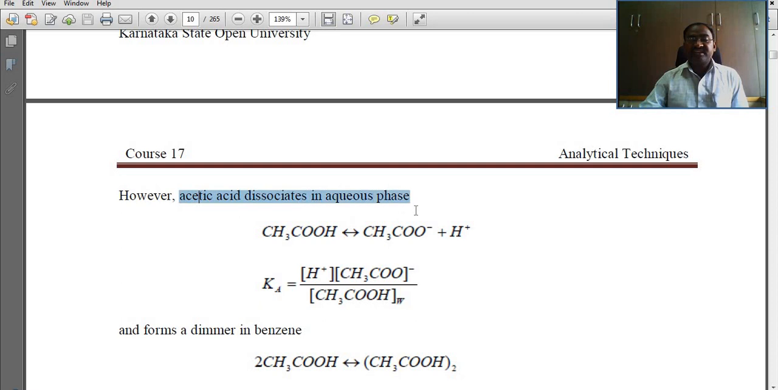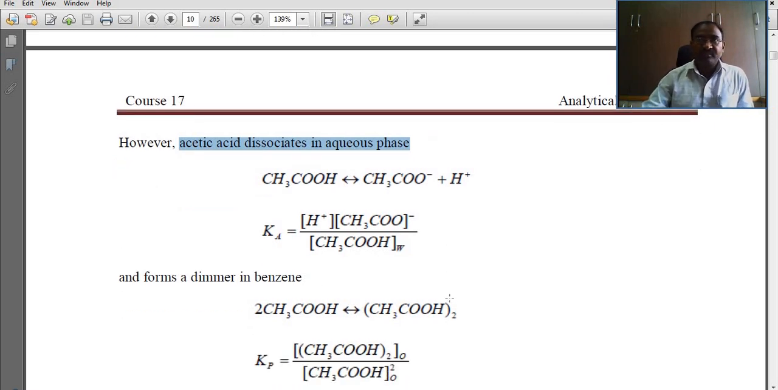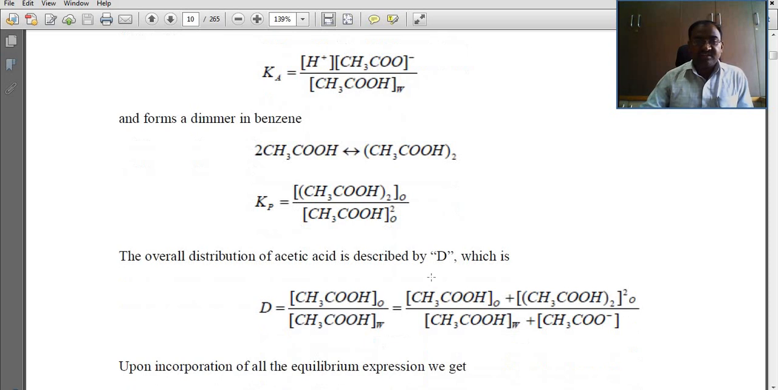Acetic acid dissociates in the aqueous phase, giving acetate ions and H plus ions. Ka is equal to H plus times CH3COO minus divided by CH3COOH, which is the law of dissociation constant. But in the case of benzene, acetic acid undergoes dimerization.